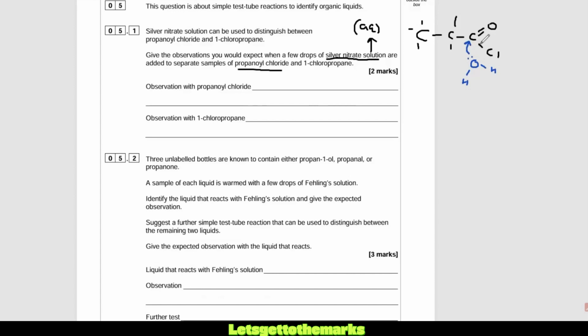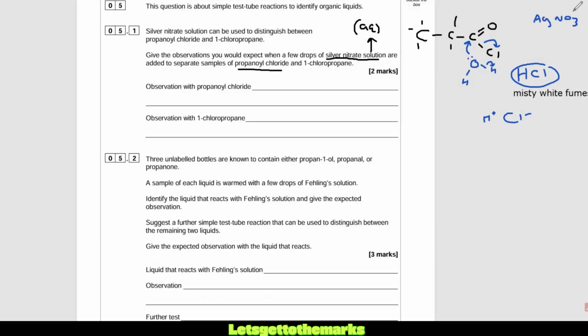Now, my water from the aqueous solution is going to attack that carbon. Why? Because that oxygen has an electron-withdrawing inductive effect and removes electrons from the carbon, making it positive. So that water molecule is going to want to attack there. The chlorine's going to break off. The hydrogen's going to end up breaking off. And that means we're going to get hydrogen chloride formed, which is what you get with acyl chlorides. You're going to get misty white fumes of hydrogen chloride forming.